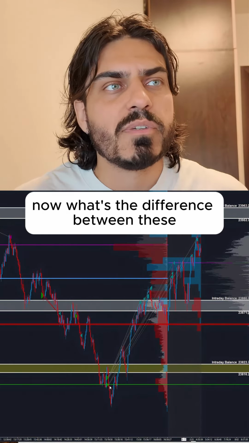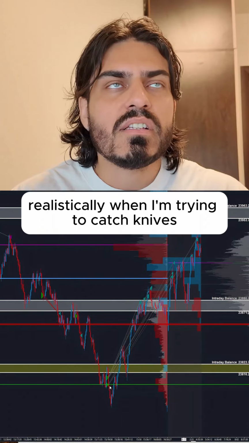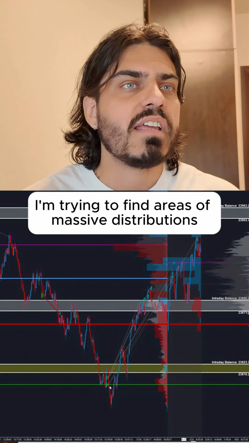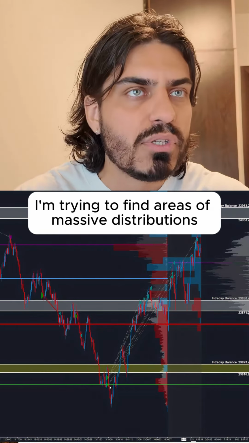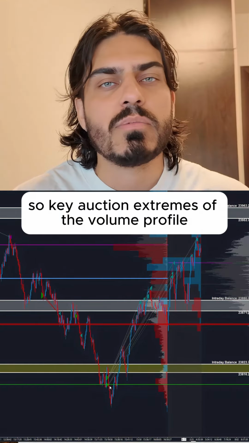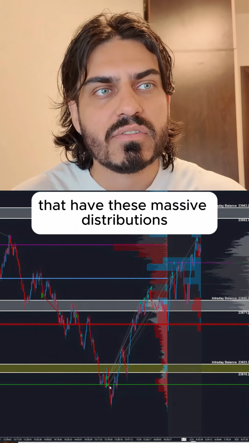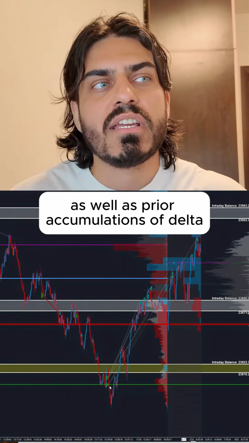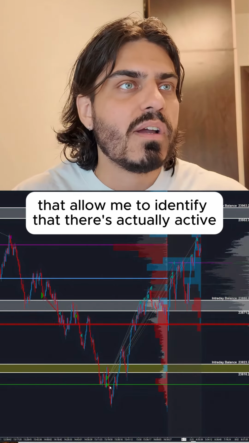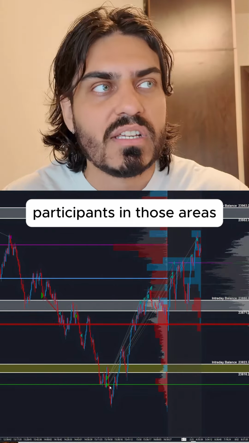Now, what's the difference between these? How can I catch the knives properly? Realistically, when I'm trying to catch knives, I'm trying to find areas of massive distributions. So key auction extremes of the volume profile that have these massive distributions, as well as prior accumulations of delta that allow me to identify that there are actually active participants in those areas.